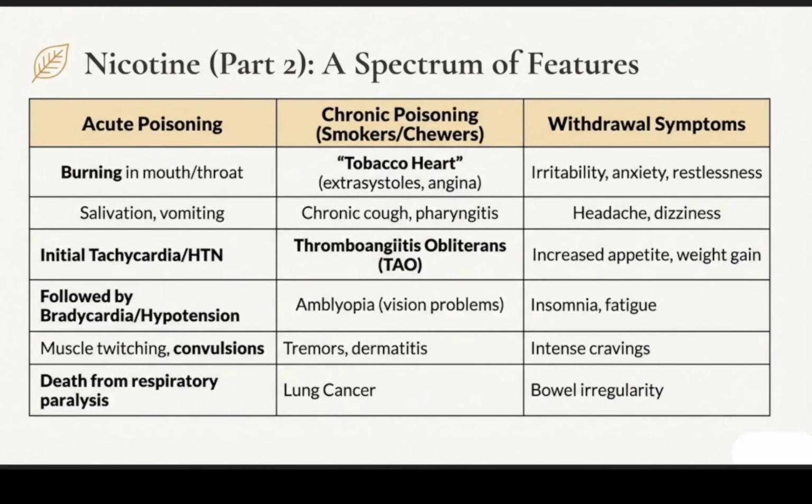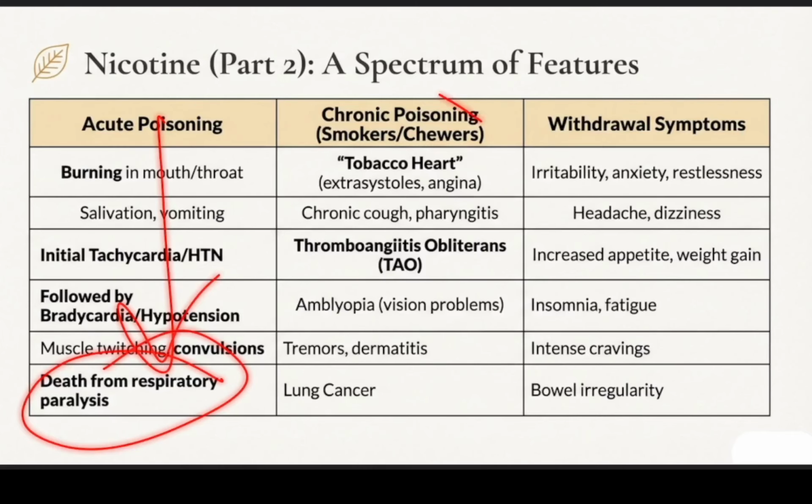In case of nicotine, we have acute poisoning, chronic poisoning, as well as withdrawal symptoms. Talking about acute poisoning, there is going to be burning in the mouth and the throat, salivation, vomiting, initial tachycardia and hypertension, followed by bradycardia, hypotension, muscle twitching, convulsions, and death from respiratory paralysis. That is acute poisoning.